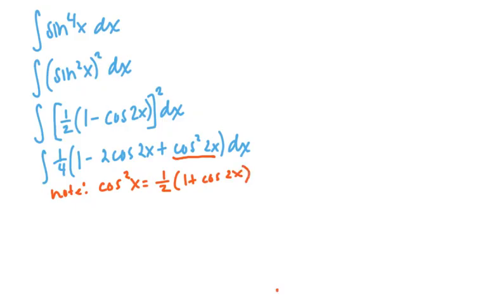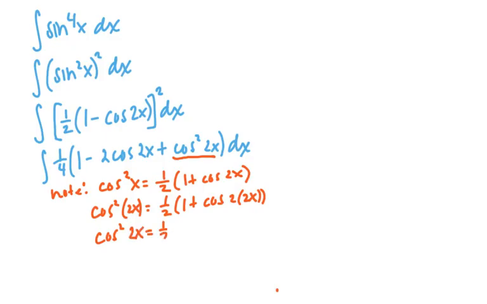So with that in mind, if we have cosine squared of 2x, this is going to be 1/2 (1 plus cosine of 2 times 2x), because the 2x goes in there. So that means cosine squared of 2x equals 1/2 (1 plus cosine of 4x). Do you understand that substitution? Because if not, you need to go back and think about it again.